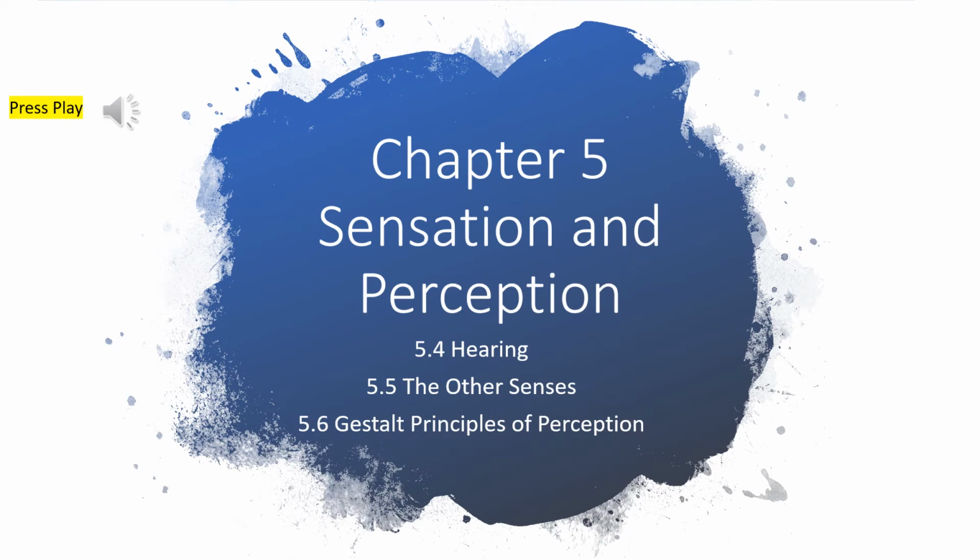Hi, welcome to the second half of Chapter 5, Sensation and Perception. Today, you'll hear me talk about hearing, the making of our ear and how we transmit hearing or noise to our brain. We will also talk about, in 5.5, other senses such as touch and taste. In 5.6, we will be talking about Gestalt principles of perception. And that has to do a lot with vision and space and how we view things.